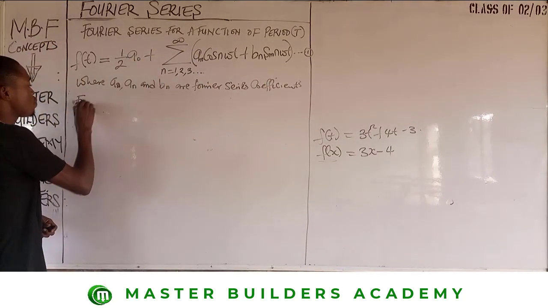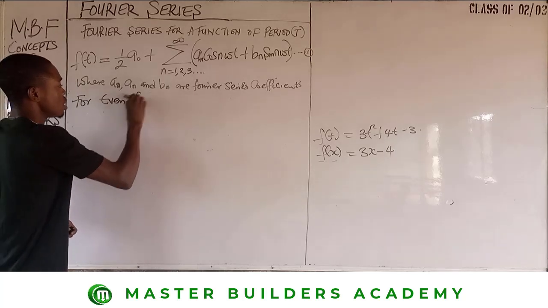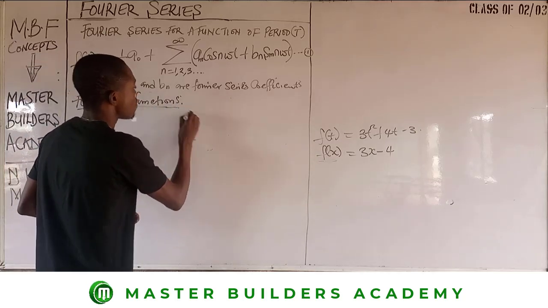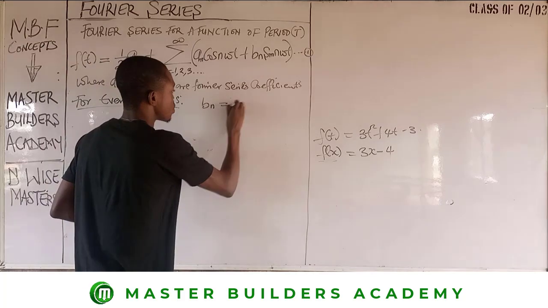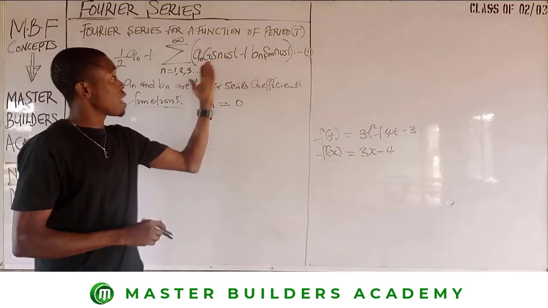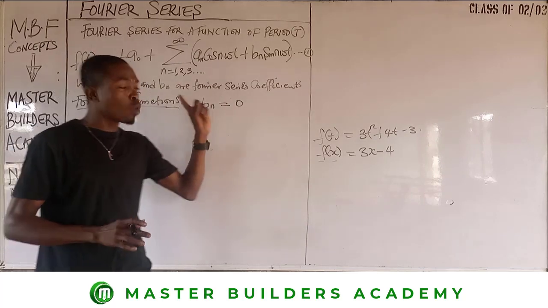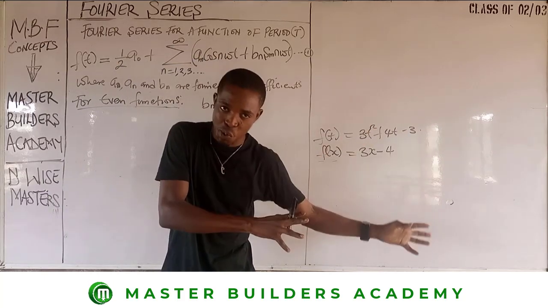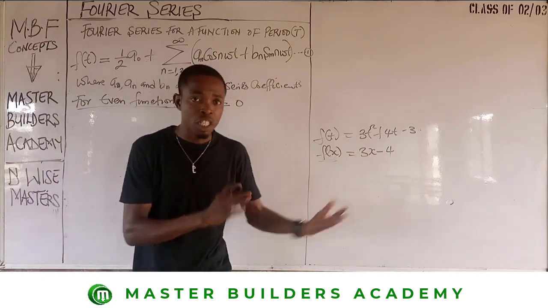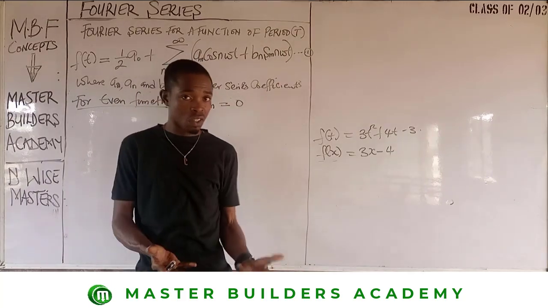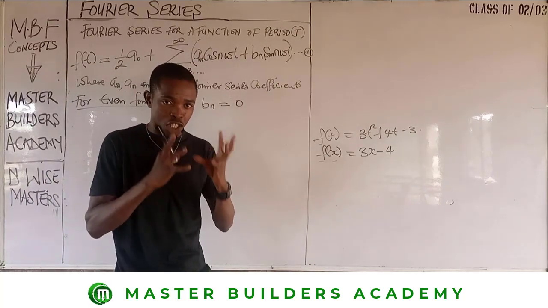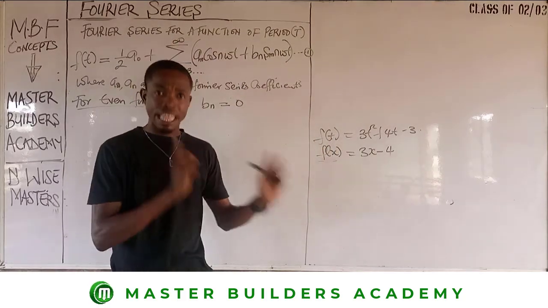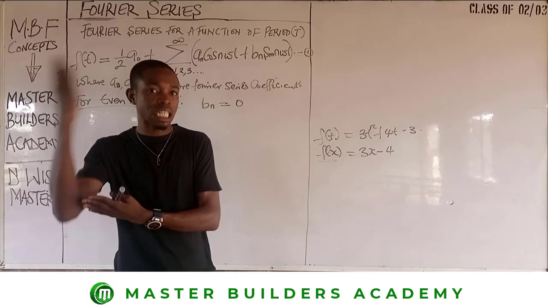For even functions, Bn is equal to 0. Remember, I will state the formula for all of this. So Bn is equal to 0 anytime you are dealing with an even function. I will tell you how to know that a particular function that you are given is even, is odd, or is neither even nor odd. But that's not the major problem now. The major issue now is to look out for the formulas. Then later I will examine how to identify even function, odd function, and then neither even nor odd.